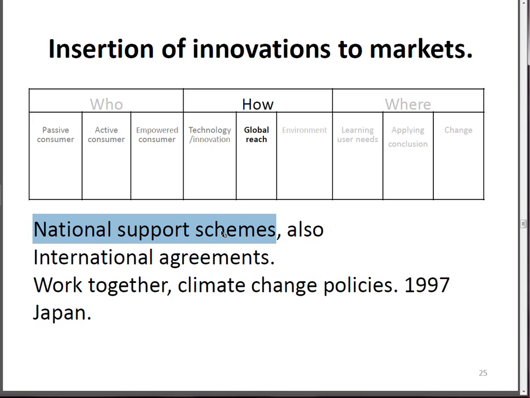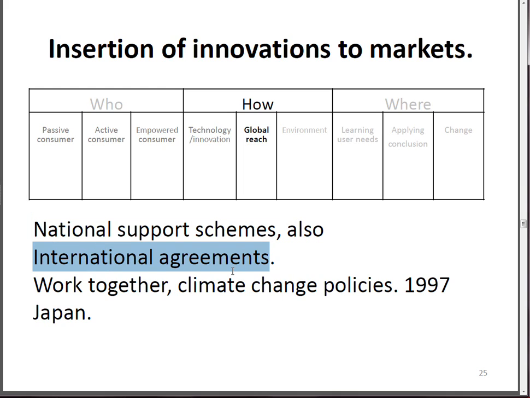So a national support scheme could be top-down, really. We're talking about how the scheme can support companies or empowered consumers on a global level, supporting them to insert products into the market. Now, the interesting thing is that we have what we call national support schemes, but we also have international agreements, and we will look into it in a second.